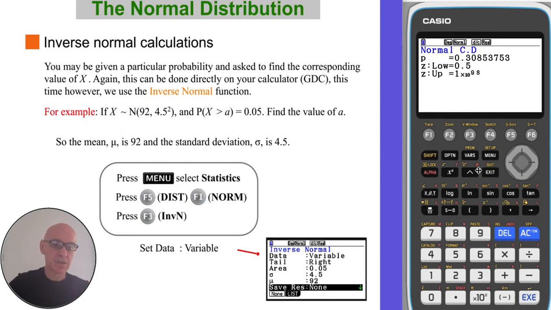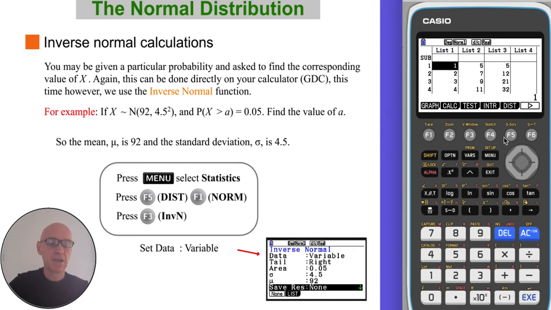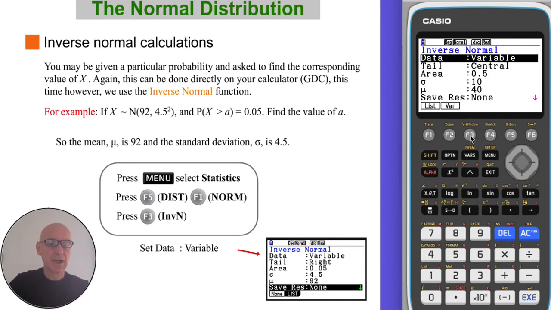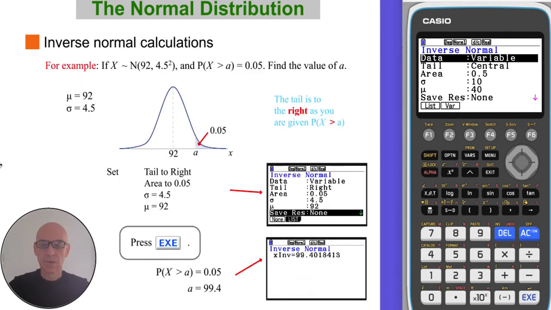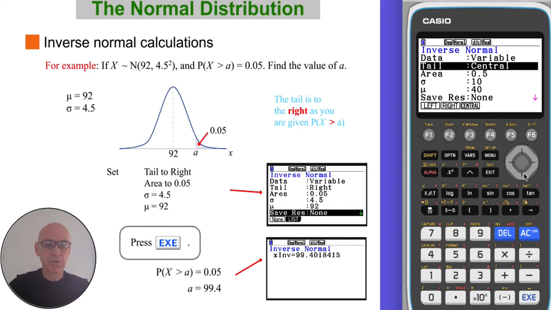So on our calculators, press exit twice, back to the main menu, press F5 for a distribution, F1 for a normal distribution, but this time press F3 for an inverse normal calculation, and make sure the data is then set to variable. So the area to the right of a is equal to 0.05, so we need to set the tail to right on our calculator. If we scroll down and pick F2 to select right, and scroll down again and set the area to 0.05.